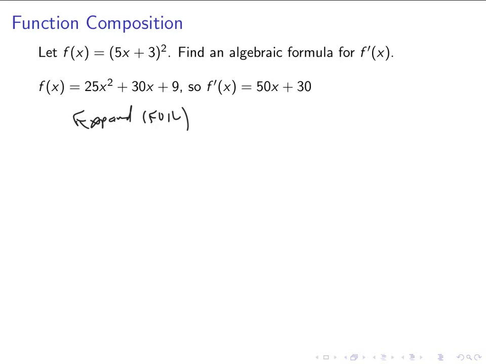And then we can just use the regular power rules. The derivative of 25x squared is 50x. The derivative of this plus 30x is plus 30. And the derivative of this plus 9 constant is just 0. So we should get the derivative formula is 50x plus 30.